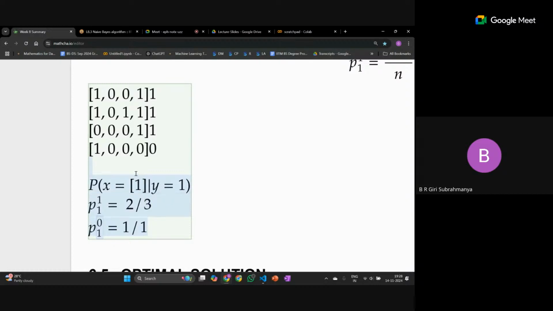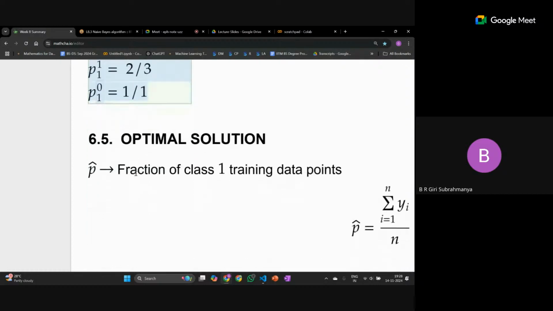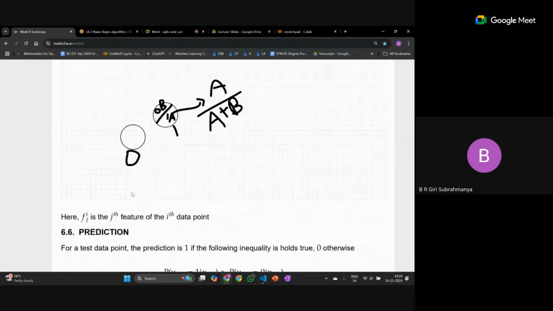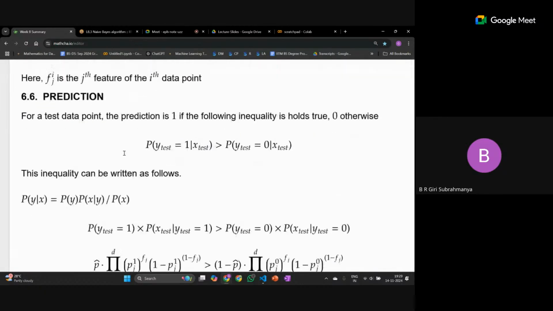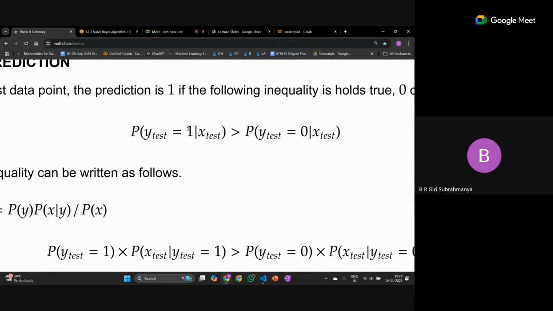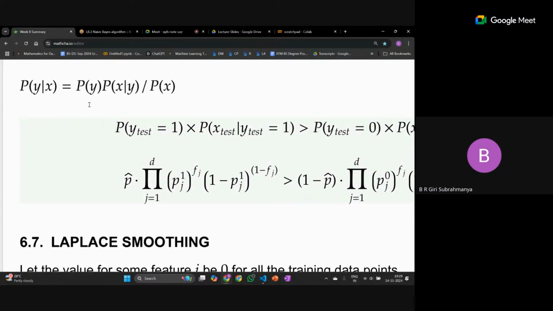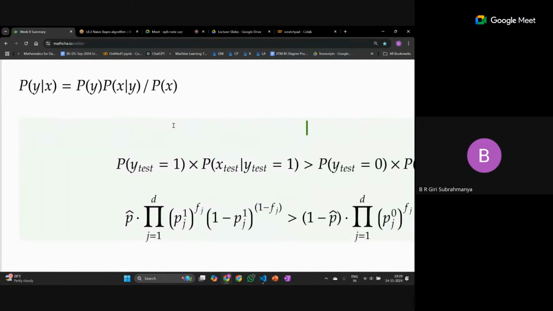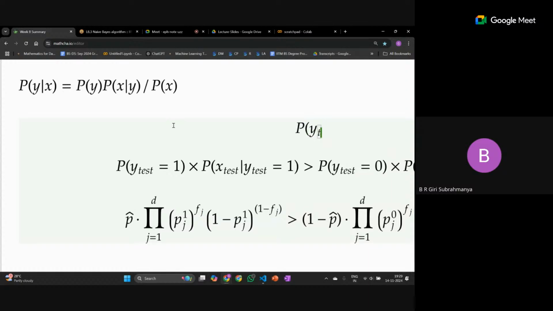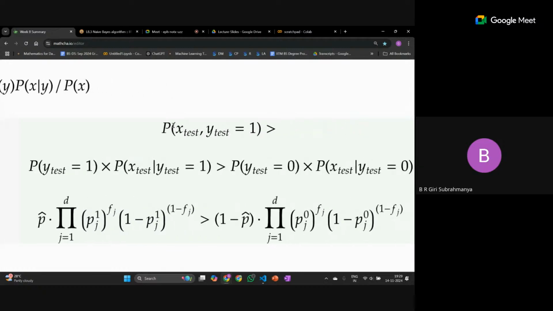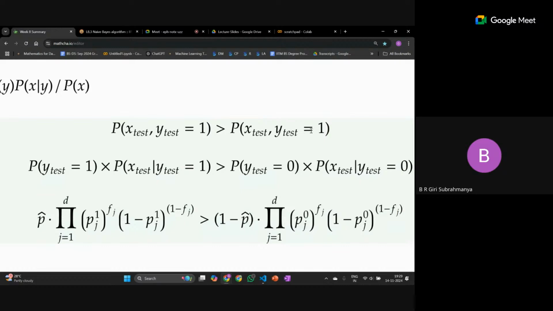All right. So this is how you'll predict. Now the prediction, as I told you: P of y equal to 1 given x test. If it is greater than P of y equal to 0 given x test, if this inequality is true, you'll predict 1, otherwise you'll predict 0. That turns out to be P of x test comma y test being equal to 1 should be greater than P of x test comma y test being equal to 0.